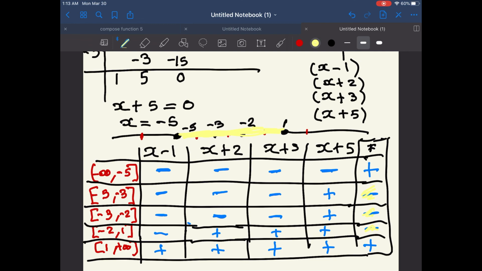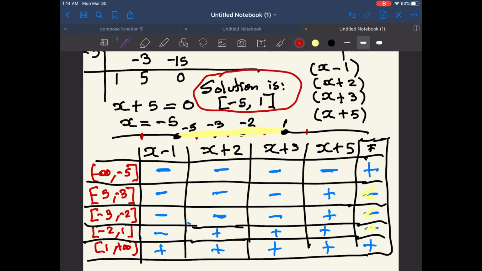Finally, I'm going to write my solution. My solution is the interval negative 5 to 1. This is my final solution. Using this method, you can find the solution of any polynomial inequality.